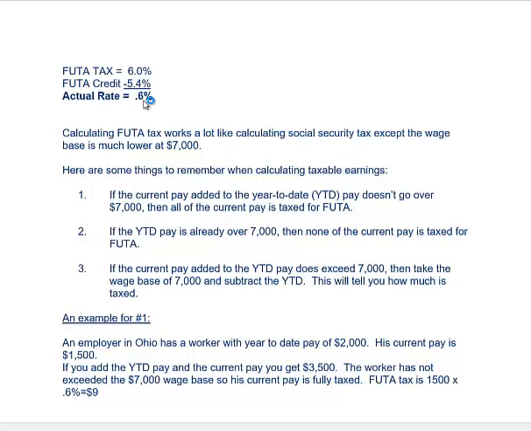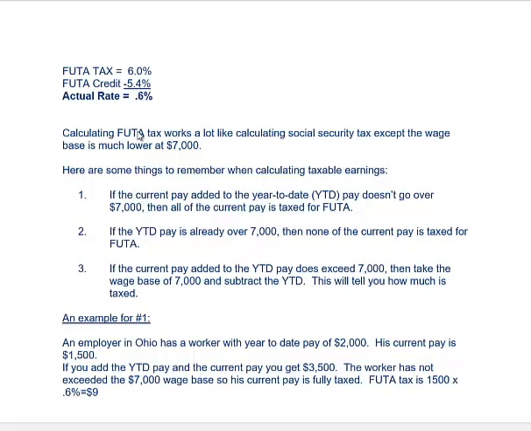Now keep in mind that benefits are not paid out of this FUTA tax program. It is paid out of the state program. So if a person becomes unemployed through no fault of their own, it's the state unemployment program that actually pays the benefits. Now calculating FUTA works a lot like calculating Social Security, except the wage base is much lower.